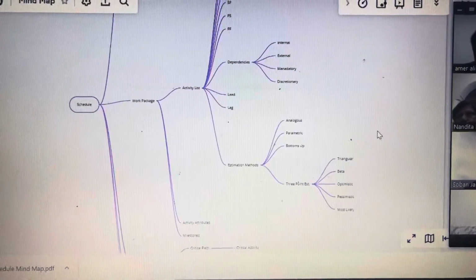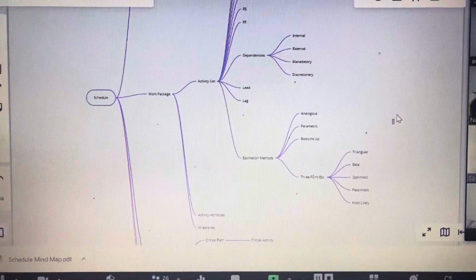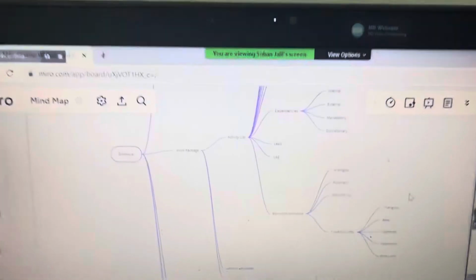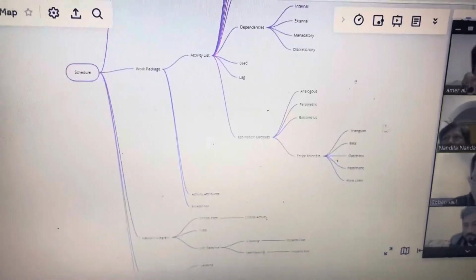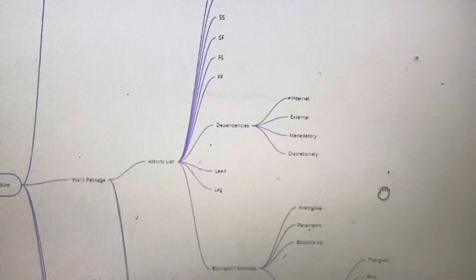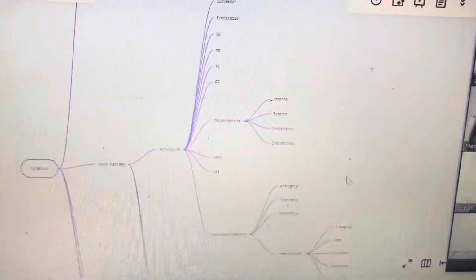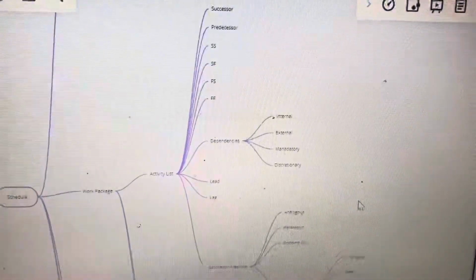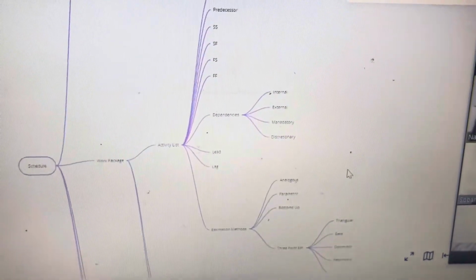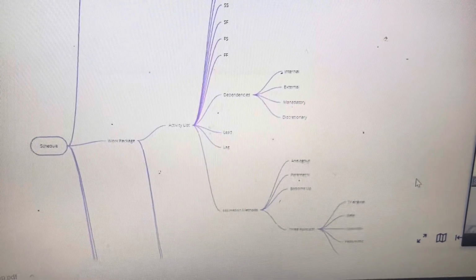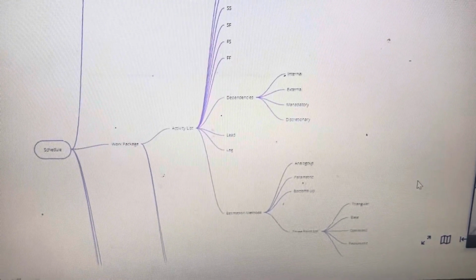Then we go to predecessor and successor. We have 4 kinds of relationship there: finish to start, start to finish, start to start, and finish to finish. Then we have dependencies, which are of 4 types: internal, external, mandatory, and discretionary.